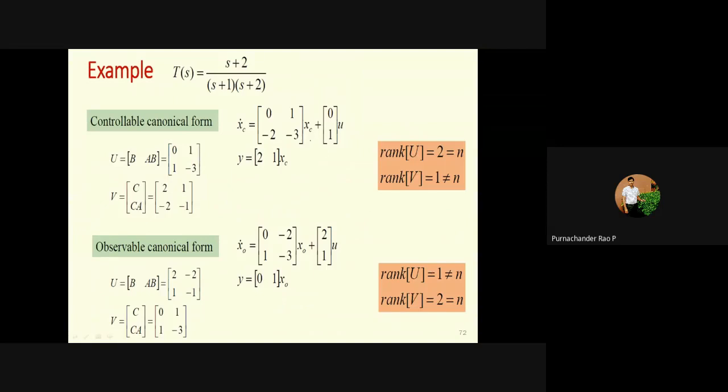Okay, so for this system, this is your state space representation. The controllability matrix, and this is your observability matrix. So the rank should be n. The rank of V is not, this is 1, so it is not equal to n. Therefore, it is uncontrollable. Okay, so here also the second system, we need to find B and AB, C, CA.